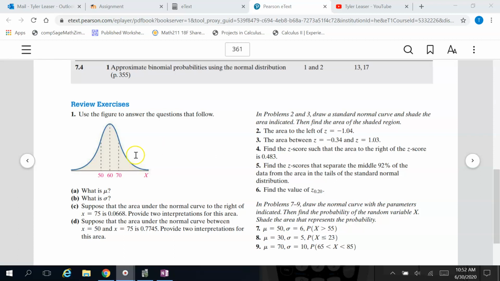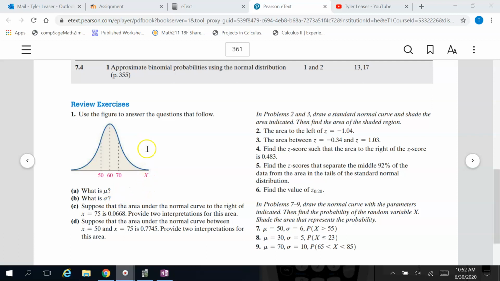This first question isn't really a question that you'll see, but it's interesting to talk about just because of all the definitions here. So here we have this normal distribution, and it gives us a few values on the number line, and then this capital X. This capital X represents a random variable. First thing it's asking is, what is the mu? That's the mean, the population mean. Remember, for these normal distributions, the mean is always right in the middle, so here mu is going to be 60.